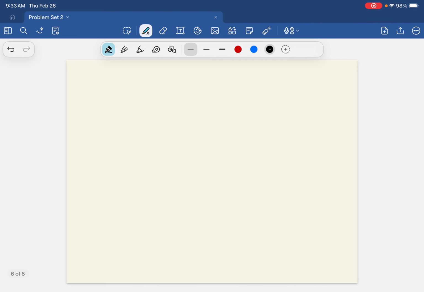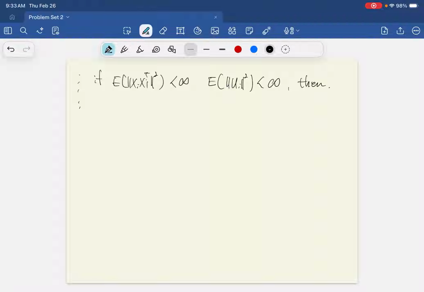Then finally, as I said, just summarize all the things: if the expectation of this is finite and the expectation of this is finite, then we have the bound, right? And this is also assumed by the normal distribution, right? Because u is normally distributed, so that's not a problem. And then we have proven all the things.